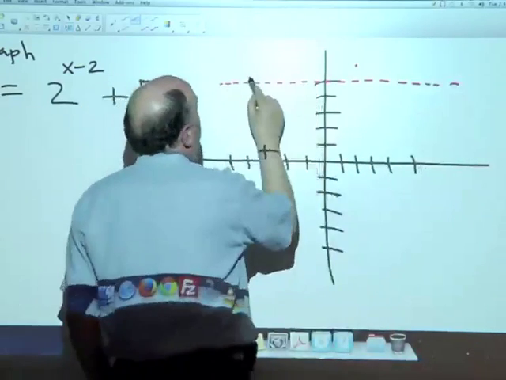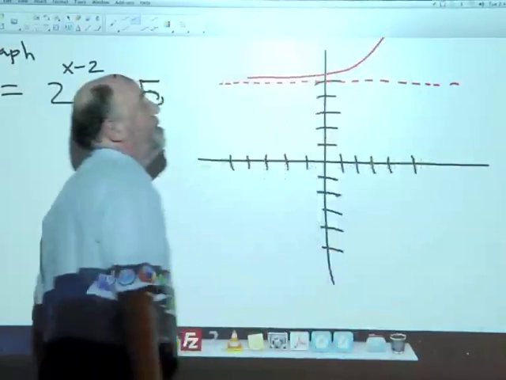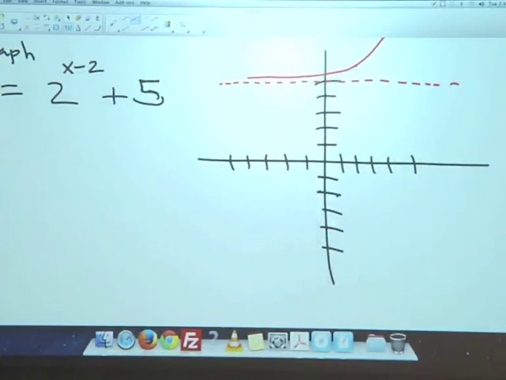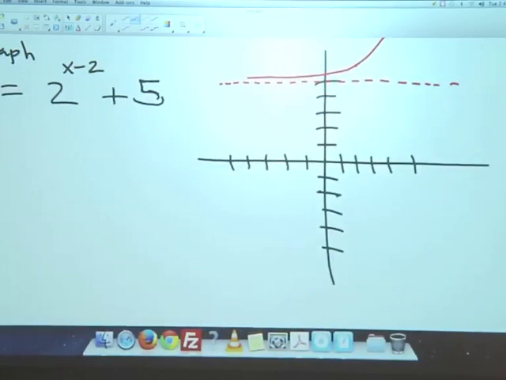And so my graph is going to look something like that. Right? So it's going to take my graph, and it's going to move it. So we can take our graph, we can move it up, down, left, right. Okay?